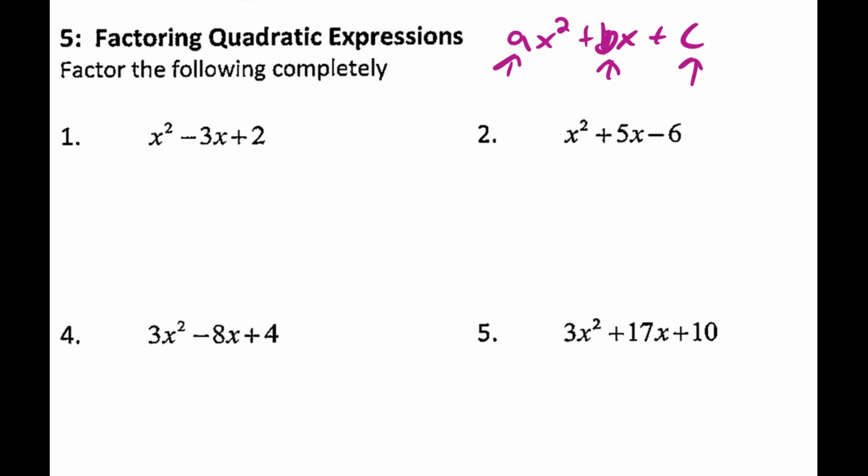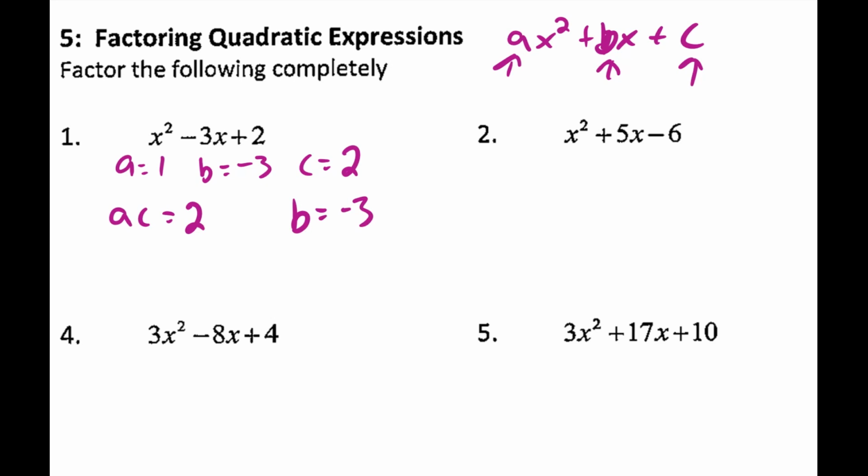So if I looked at this first one, I'd have a equals 1, b equals negative 3, and c equals positive 2. And then what we want to do is figure out what are 2 things that multiply to give me what a times c gives me. Now, a times c is 1 times 2 in this problem, so that's 2. And it has to add to give me what the b equals.